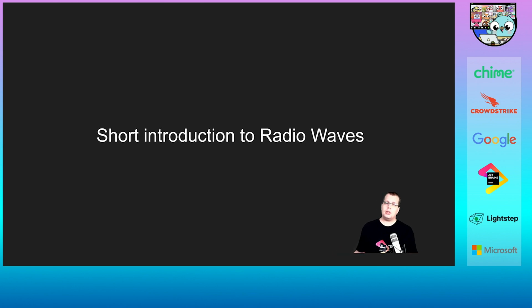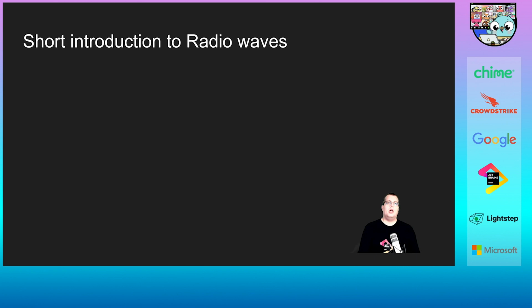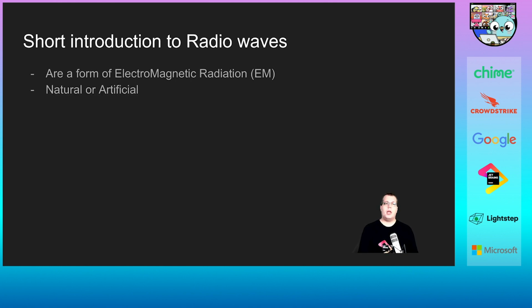With that in mind, let's go through a short introduction to radio waves so that we can better understand why we want to send this data over the air and how we can do that. As a short introduction, radio waves are a form of electromagnetic radiation. They occur either naturally or artificially. And for those artificial occurrences, let's say that us humans are responsible for. Things like satellites or your phone or my FM radio station are sources of radio waves.